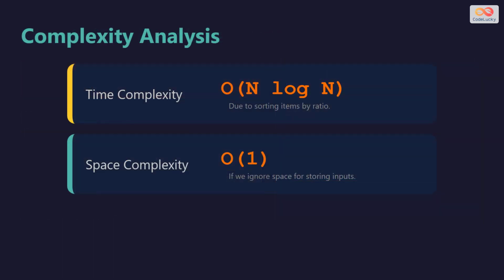Let us look at the efficiency. The time complexity is O(n log n), and this is dominated by the sorting step where we ordered items by their ratio. The actual filling part is linear, but the sort takes longer. The space complexity is O(1), or constant extra space, assuming we are allowed to reorder the original input array.